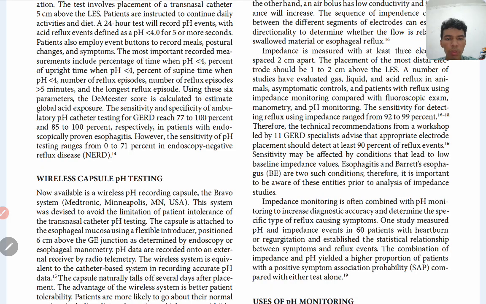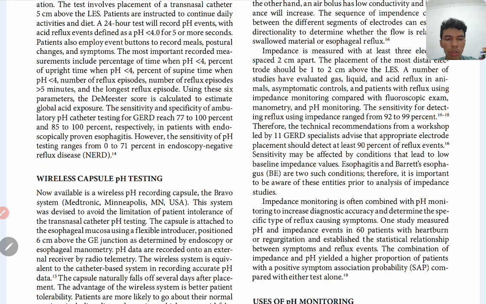Sensitivity may be affected by conditions that lead to low baseline impedance values. Esophagitis and Barrett's esophagus are two such conditions. Therefore, it is important to be aware of these entities prior to analysis of impedance studies.